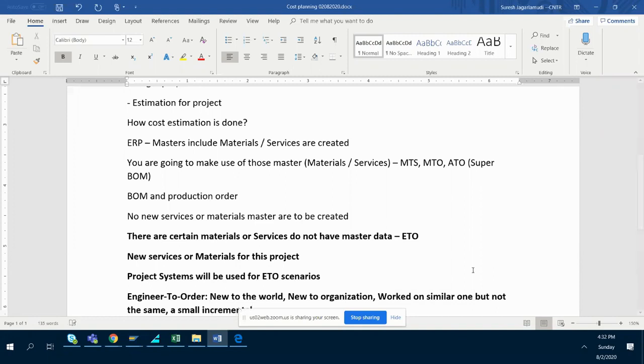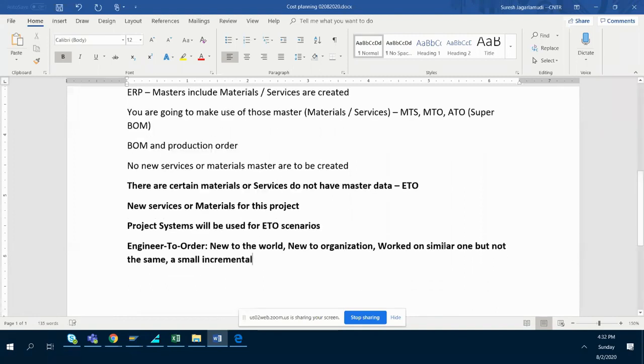Of course, these two might be the same. I can say, of course, that depends on how you define matters. But otherwise, these two could be the same. Understanding what I'm saying? These two are very new to the organization and new to the world. But these two may be similar, a small incremental change to the existing product.